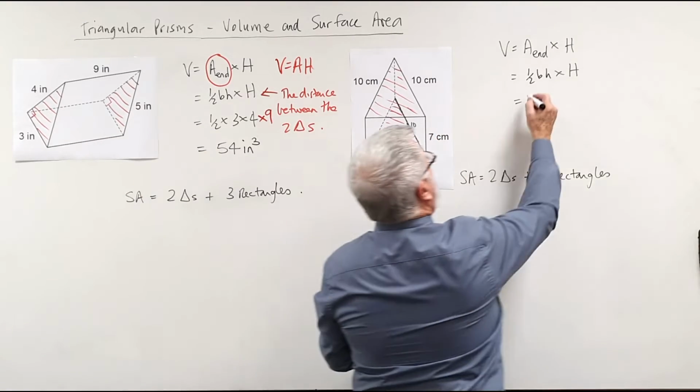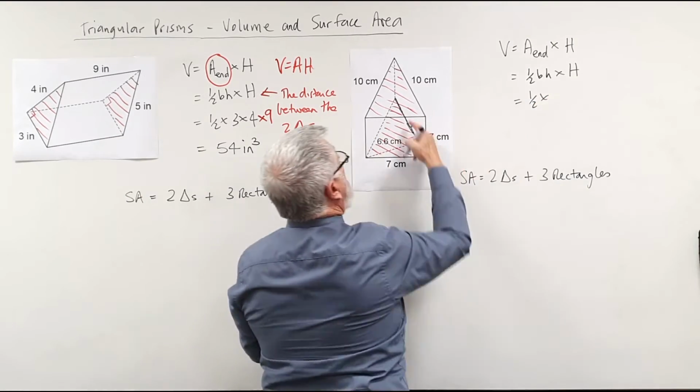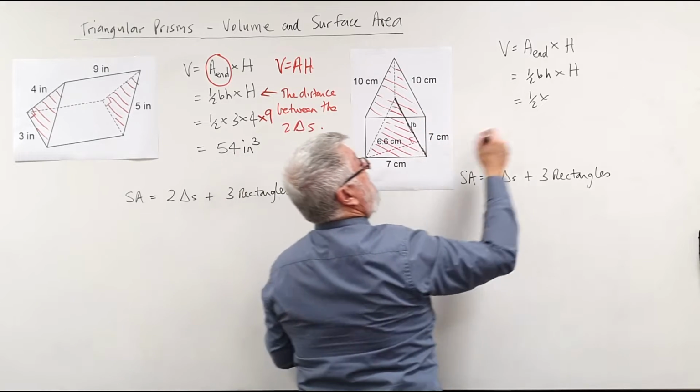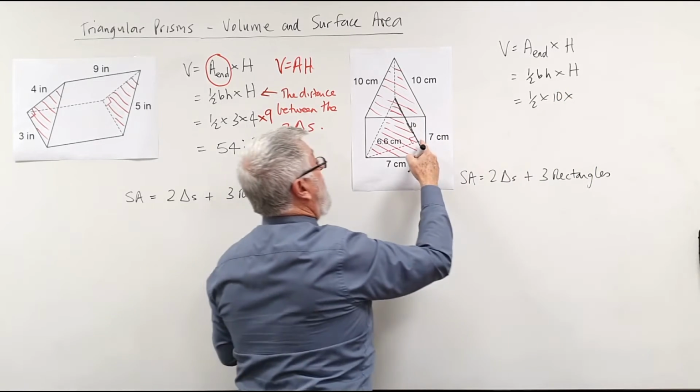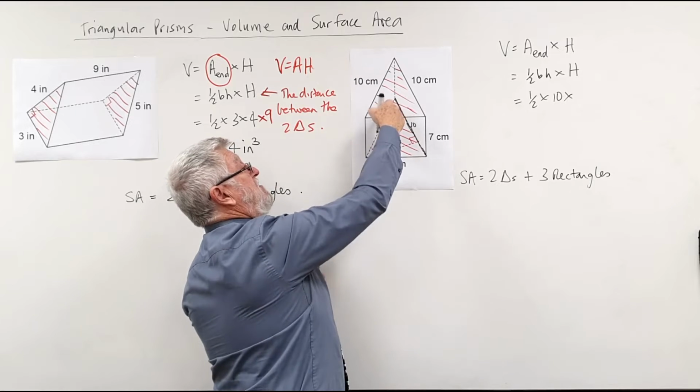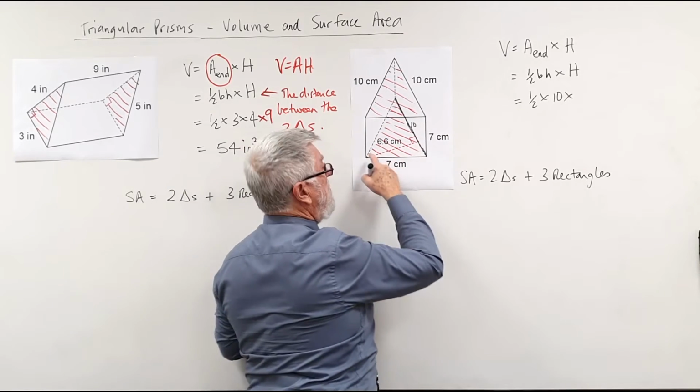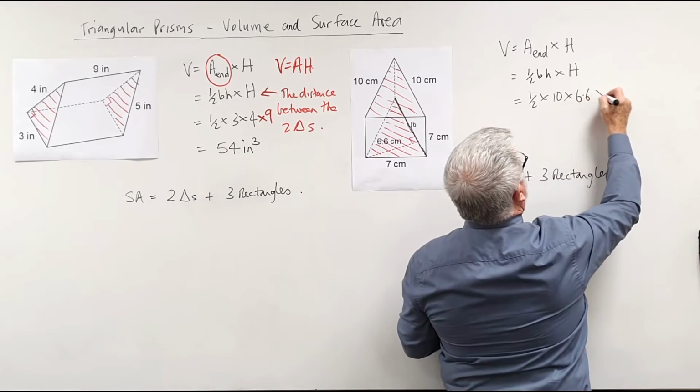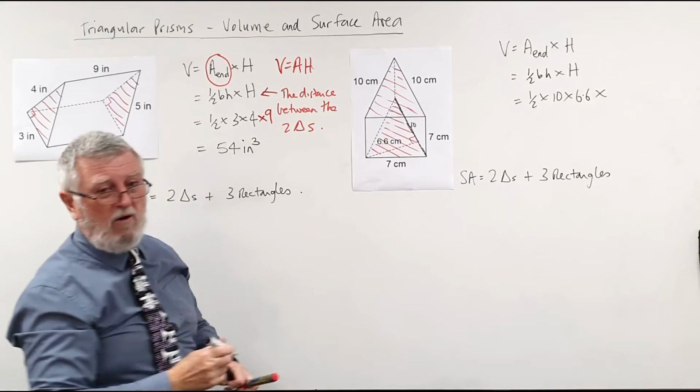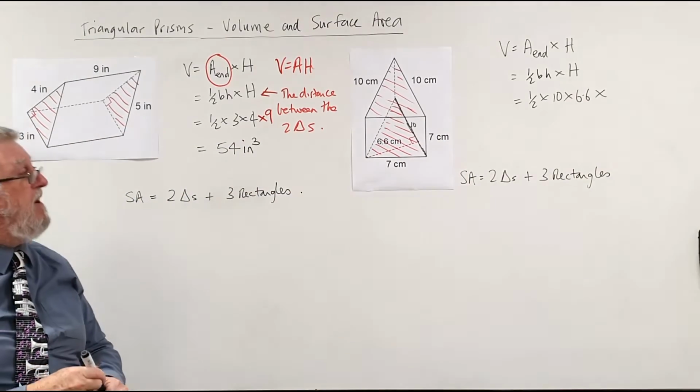Let's have a look at it. You go half times the base, and this one, that's the base of the triangle, and then the height of the triangle is that one there. That's not meaning there. That's 6.6 across there. And then we're going to multiply it by the height, and the height is the distance between the two triangles.